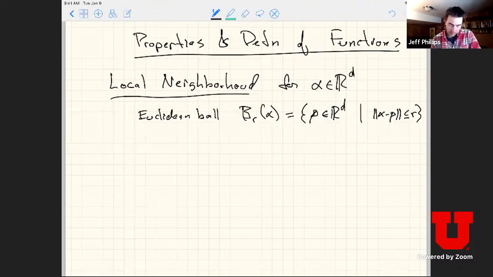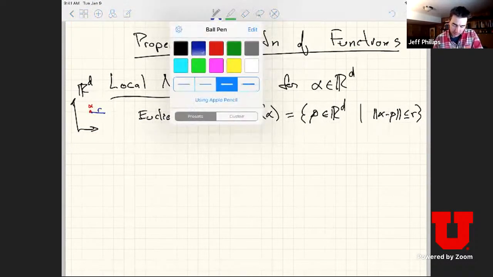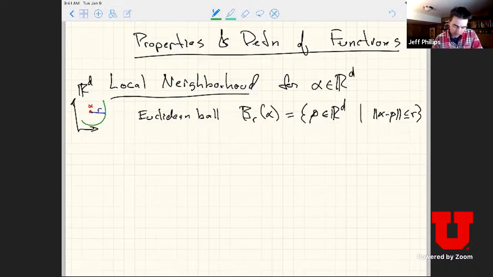Okay, so if I'm in Rd, in this case it's R2, I'm going to have one point here, alpha. I'm going to draw some radius r, and we can draw a circle of radius r, and the Euclidean ball is going to be all of the points inside this, inside and including the circle.